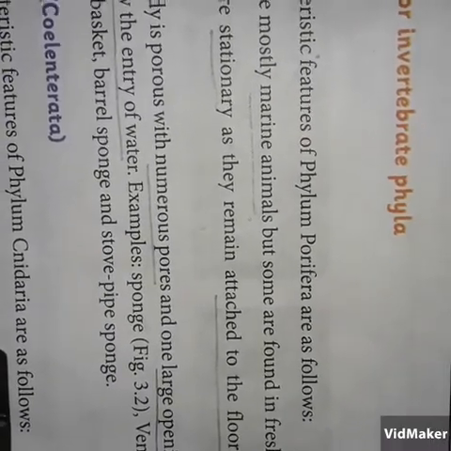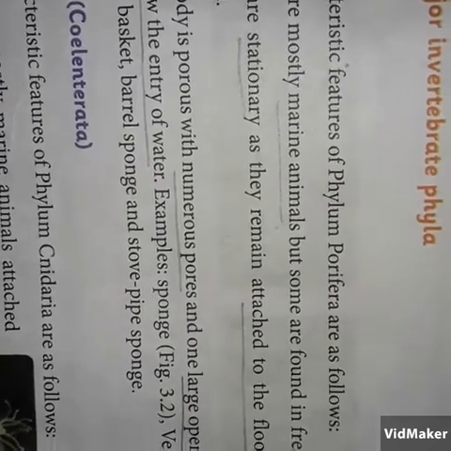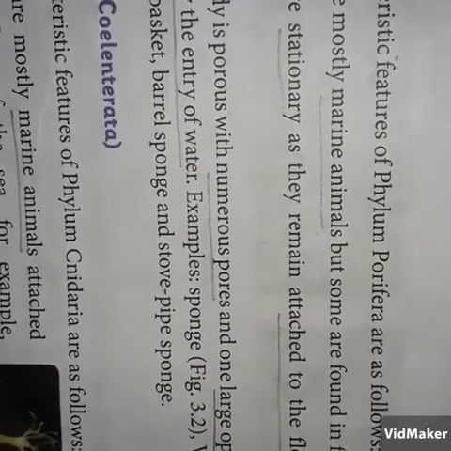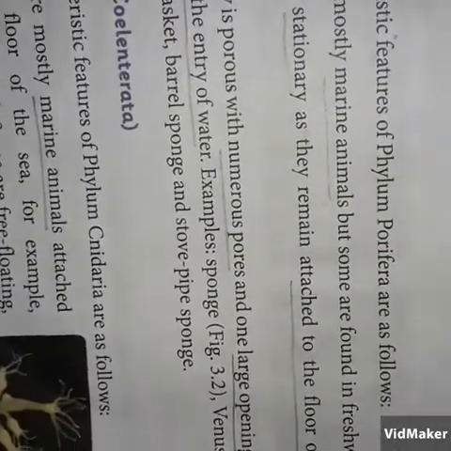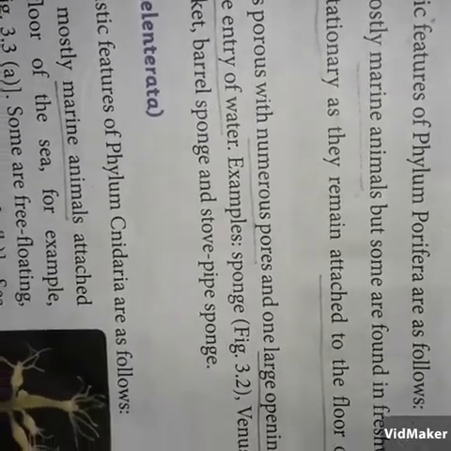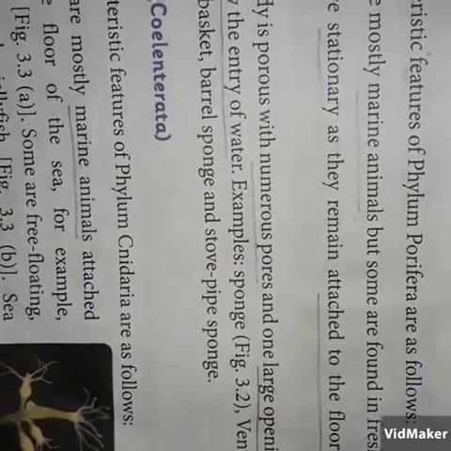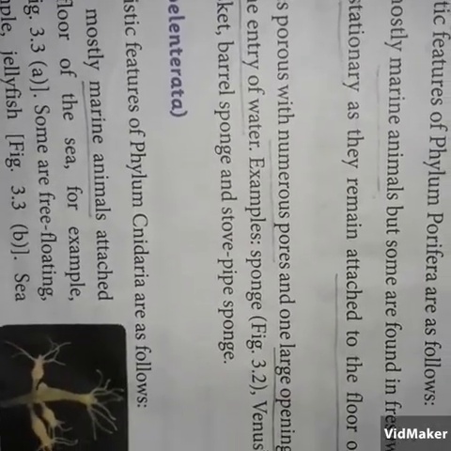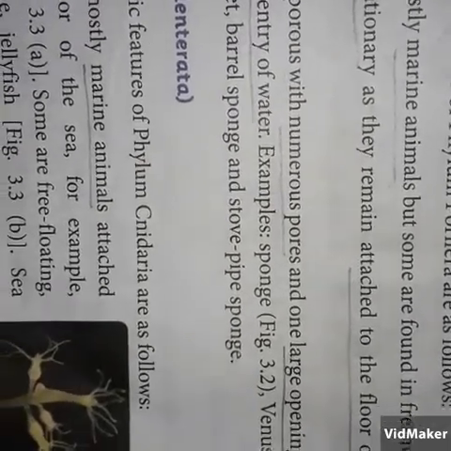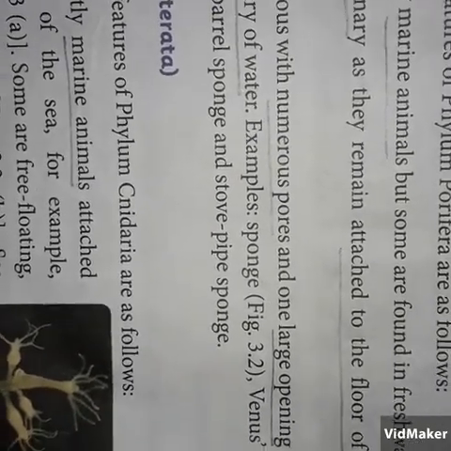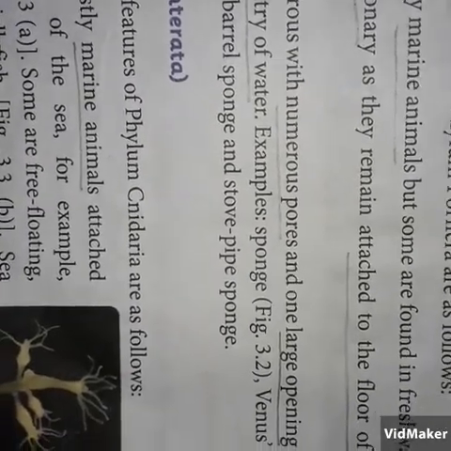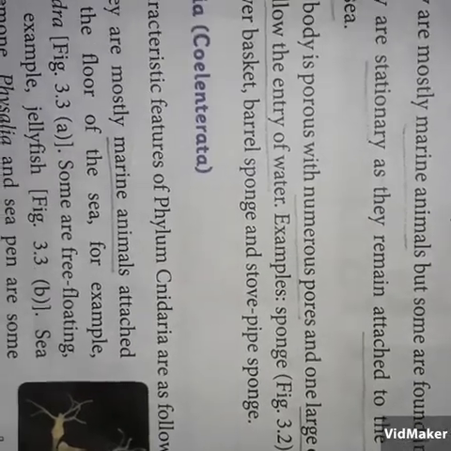Some major invertebrate phyla. Phylum Porifera. The characteristic features of phylum Porifera are as follows. They are mostly marine animals, though some are found in fresh water. Second point, they are stationary as they remain attached to the floor of the sea. Third, the body is porous, with numerous pores and one large opening to allow the entry of water. Examples: sponge, Venus flower basket, barrel sponge, and stovepipe sponge.